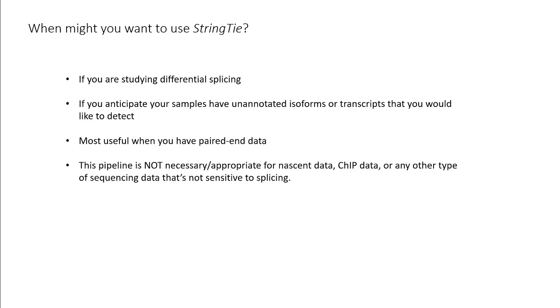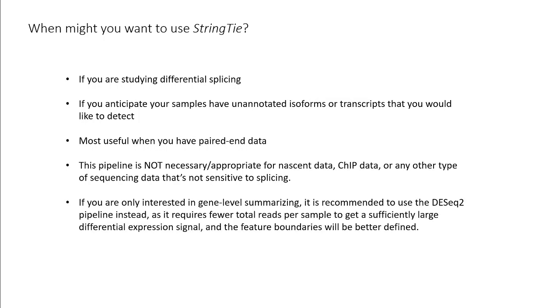However, Stringtie is not necessary for nascent data, ChIP data, or any other type of sequencing data that's not going to be sensitive to splicing. If you are only interested in gene-level summarizing, the feature counts DE-seq pipeline would be more appropriate as it requires fewer total reads per sample to detect a sufficient signal, and the feature boundaries will be better defined.